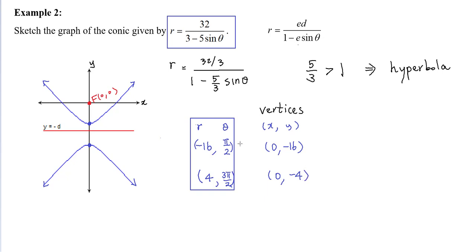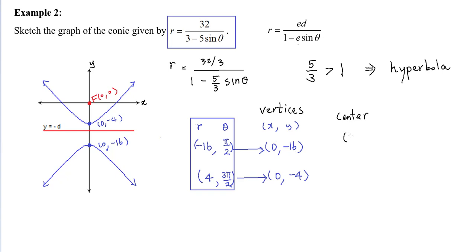So this point is converted to the rectangular point 0, negative 16, and this point is converted to the rectangular coordinate 0, negative 4, which means this vertex is 0, negative 4, and this vertex is 0, negative 16. And now, of course, the center is the midpoint between these two vertices. The center h, k is the midpoint of these two vertices.